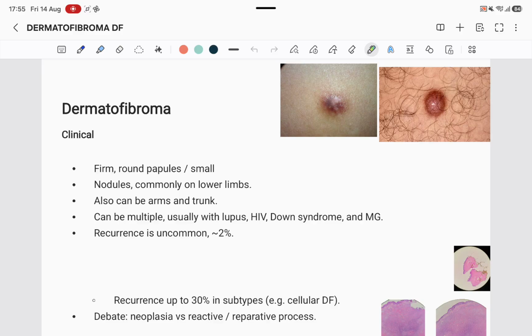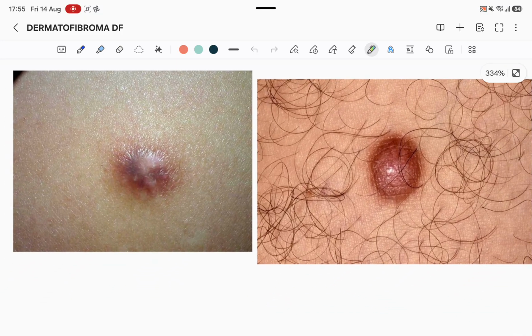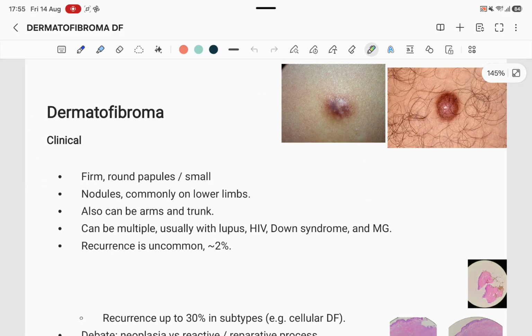So, as you can see, Dermatofibroma looks like a solitary nodule that can occur on the skin. It's a dermal lesion, as the name suggests. Dermatofibroma, it's a fibrous lesion. Oma means that it's a benign tumor. It's usually a firm, round, papular, small lesion.